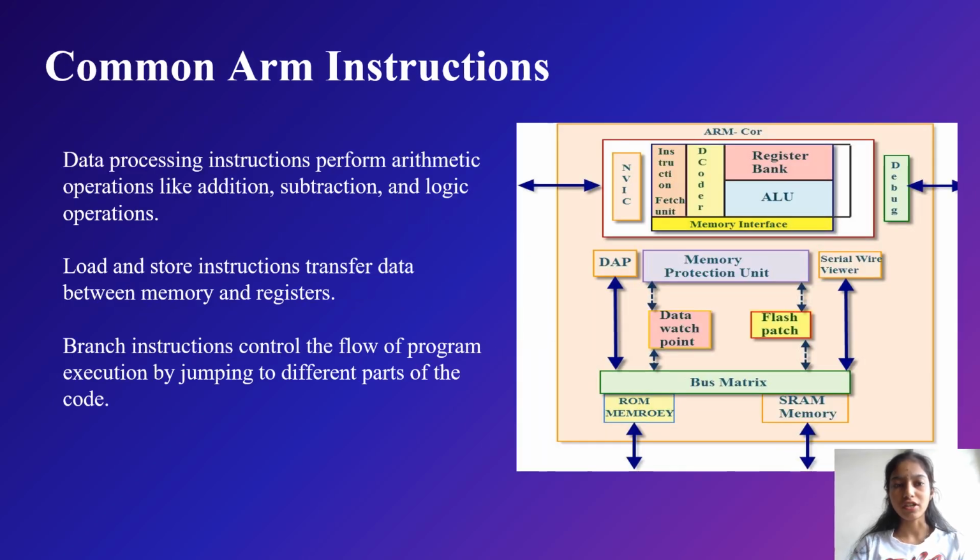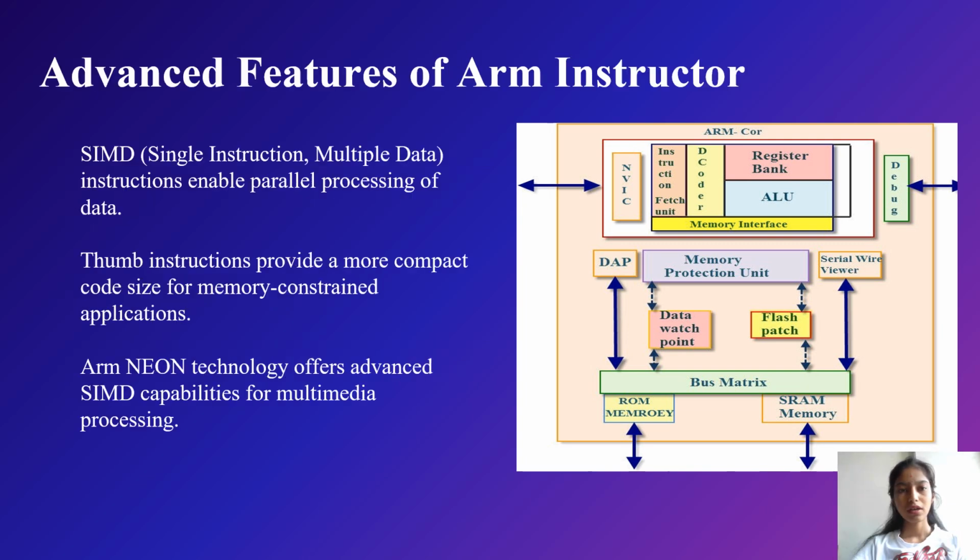Common ARM instructions. The data processing instructions perform arithmetic operations like addition, subtraction, and logic operations. The load and store instructions transfer data between memory and registers. The branch instructions control the flow of program execution by jumping to different parts of the code.